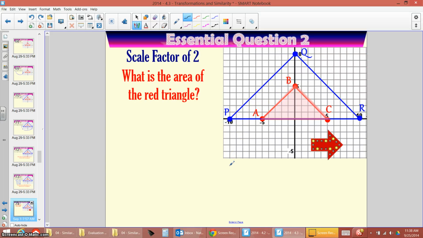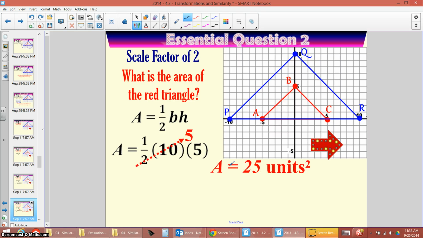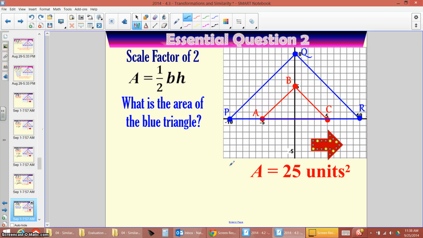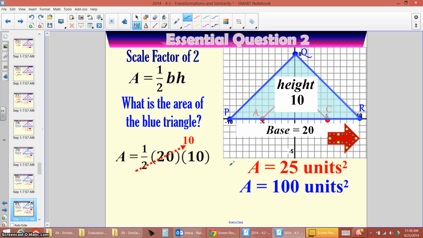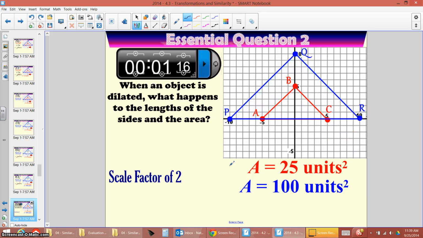Now what is the area of the red triangle? Equation for area, my base is 10 and my height is 5. So I plug those in, I take half of 10 is 5, and I get 25 units. The area of the blue triangle has 10 and 20, and I get 100 units squared. So the side lengths were doubled, but the area was something different. It wasn't doubled. You'd think it would be 50 units, but it's not. It's 4 times as big.